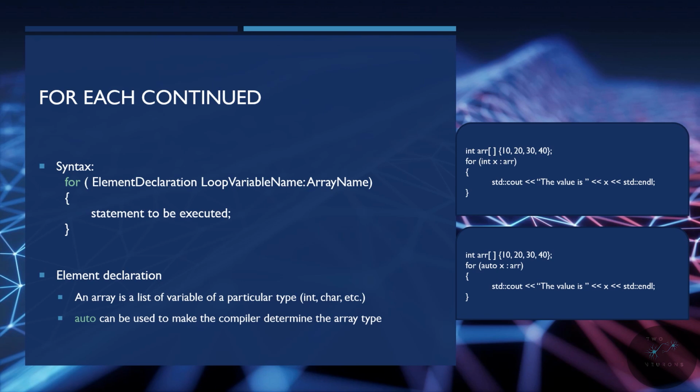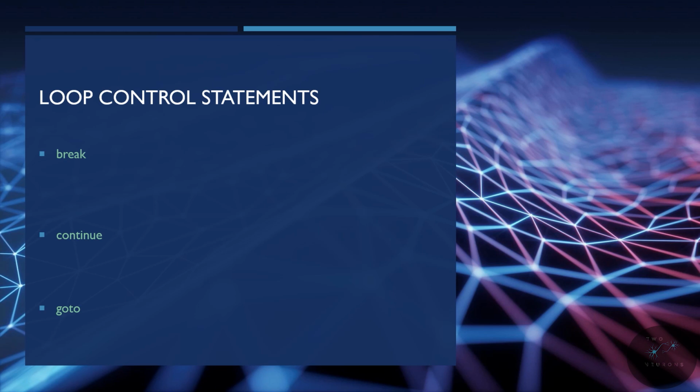Now we can have further control over loops by using control statements, and the three main control statements that exist are break, continue, and goto. Break terminates the loop and goes to the code directly after the loop. We can also use this in switches, and we'll explore this later when we get into switches, to stop what's known as fall through.